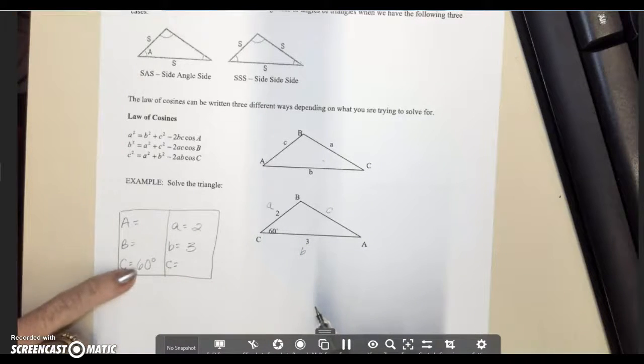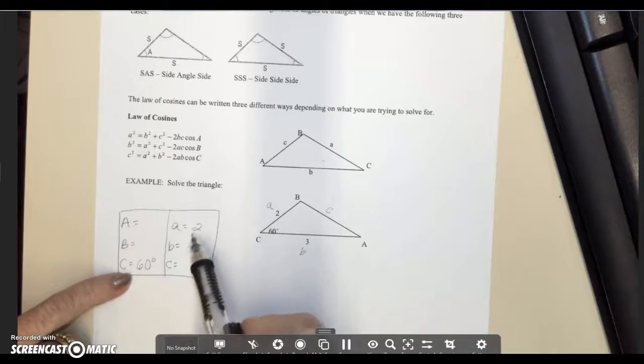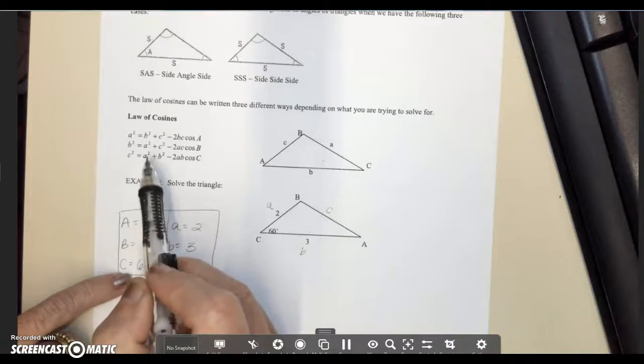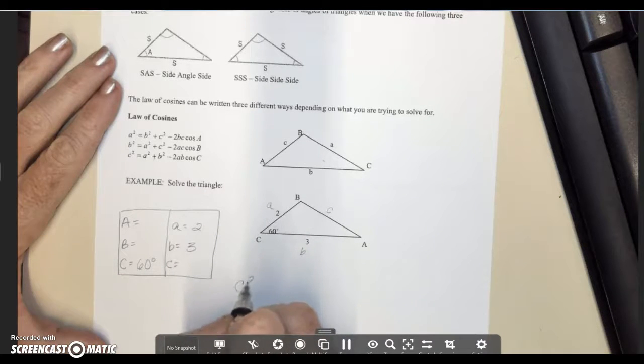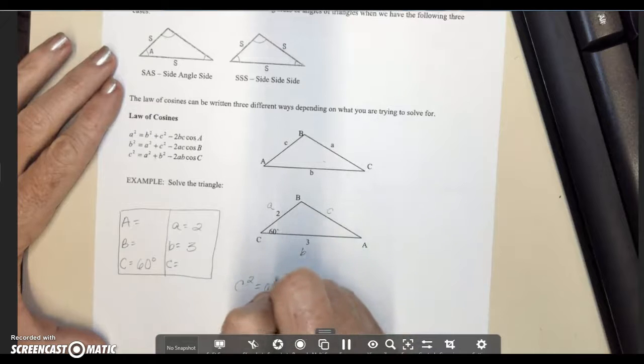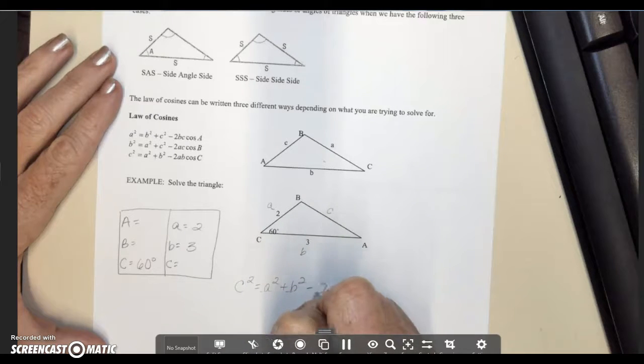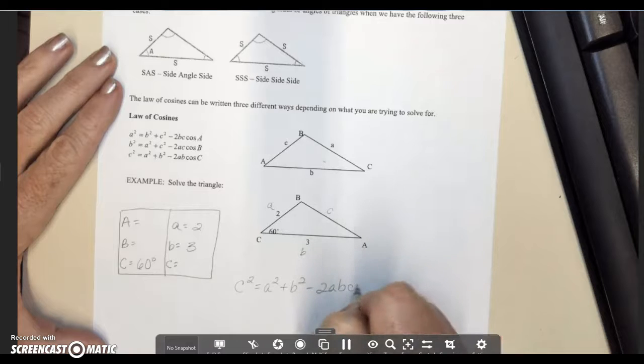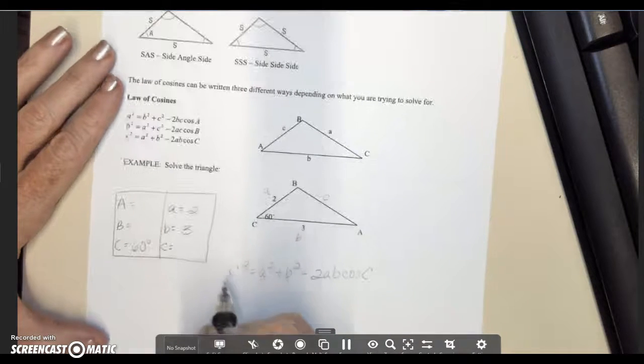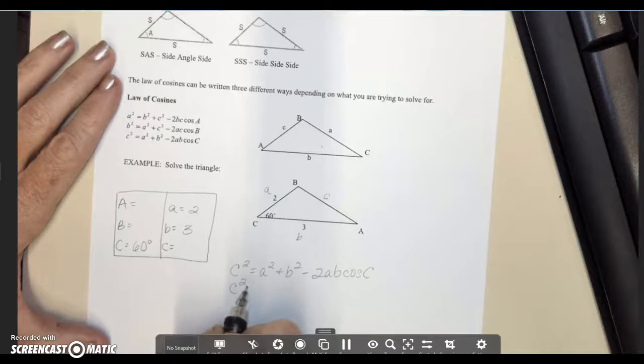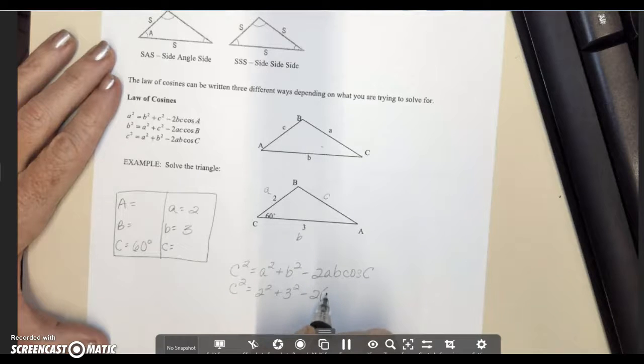So since I know my angle C and my A and B lengths, I'm going to use this formula right here. So that's going to be C squared equals A squared plus B squared minus 2AB and the cosine of C. So you're going to just plug in the numbers you have. So you've got 2 squared, 3 squared for B, minus 2 times A times B, 2 times 3, which is 6, and the cosine of 60.